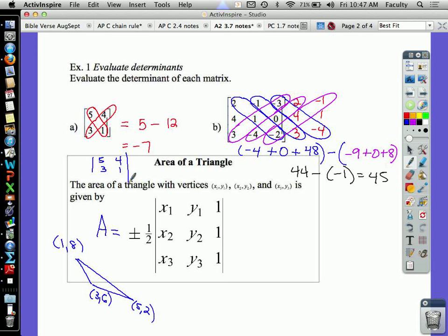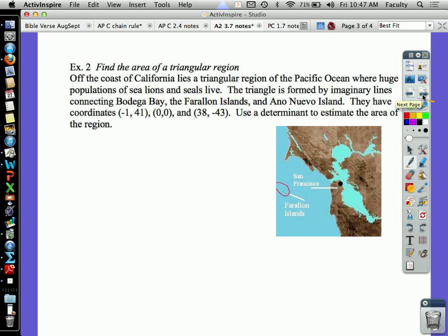Area can't be negative. But what comes out of a determinant? Positive, negative, or 0. Well, if it's negative, I've got to multiply by negative 1/2 to change the area to positive. So that's the only reason why you have that plus or minus. All right, so let's look at an example, and then we're going to do one practice problem after this.